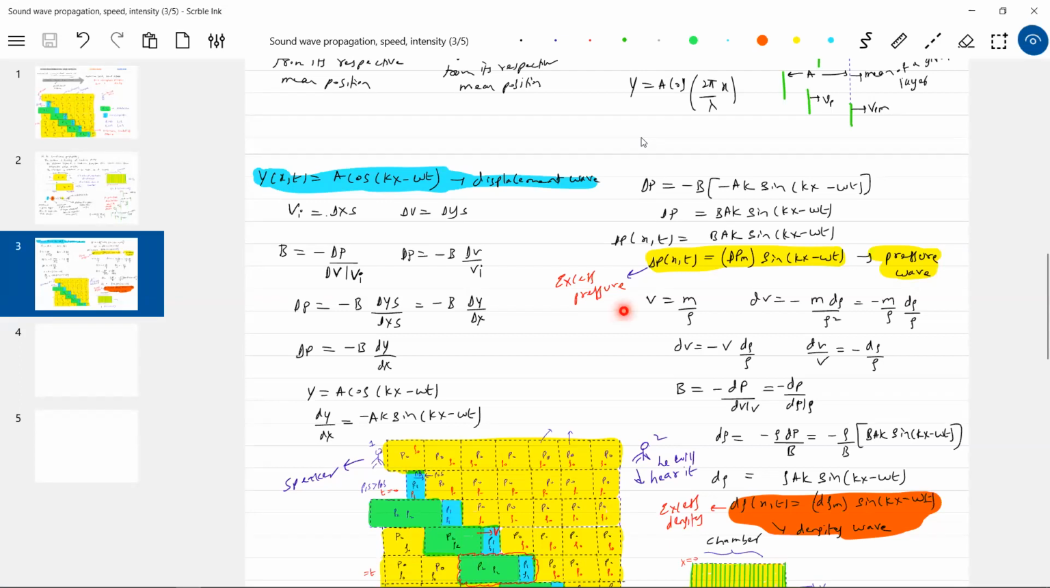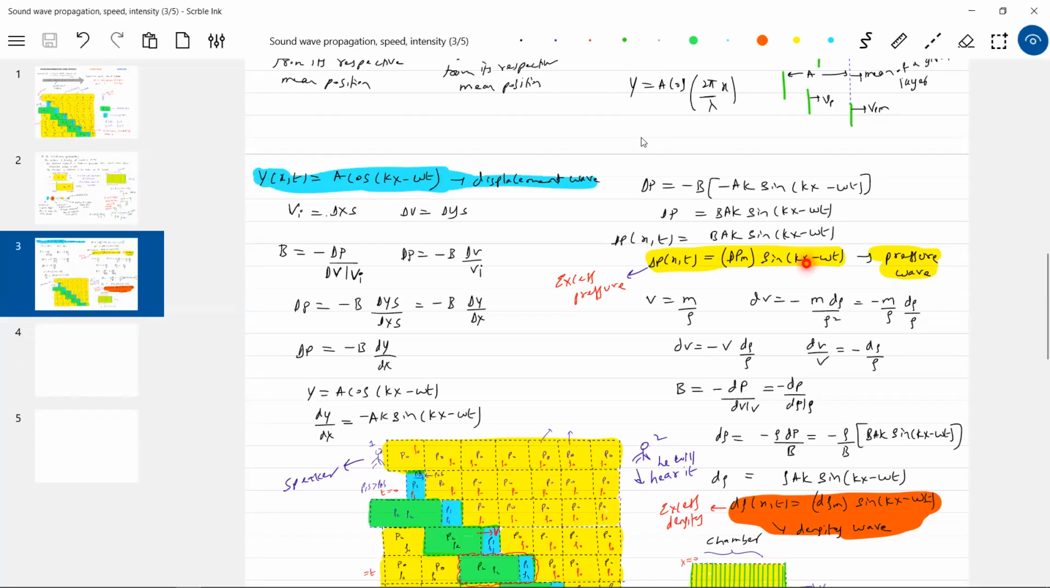Okay, got the idea? Meaning, what is x? X is the distance measured from the origin, the position of a given layer from the origin. So what will this equation, the blue color one, tell? What is x? X is the position of a layer from the origin. What is y? The position of a given layer from its respective mean position at a given time. Getting this one?